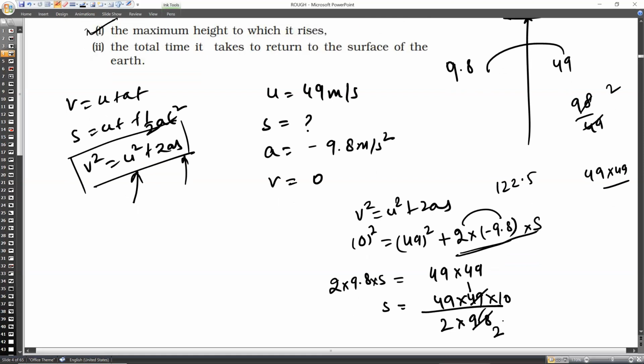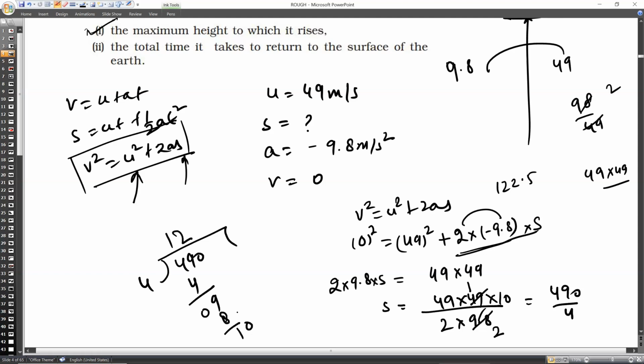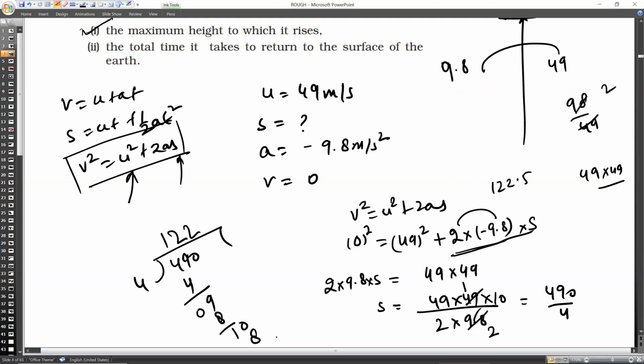Now, what you are going to do here is, this is 490 divided by 4. When you divide 490 by 4, you will get 4 ones are 4, then 9 here, 4 twos are 8, then 1, then 0, 4 twos are 8, then 2, then 0.5. We'll get 122.5 is the correct answer. Very good. We'll calculate the total time also.